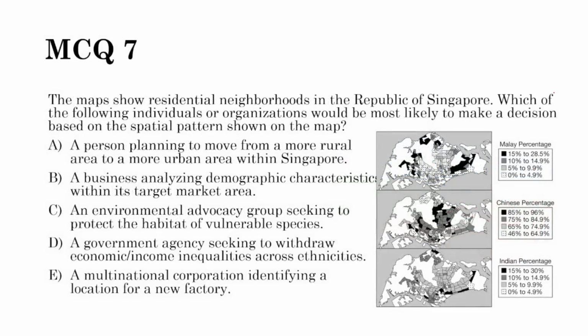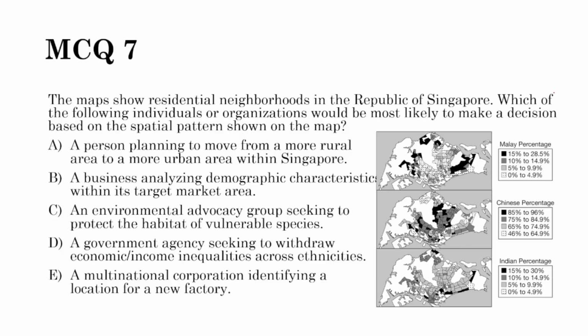MCQ 7, the maps show residential neighborhoods in the Republic of Singapore. This is a country. Which of the following individuals or organizations would be most likely to make a decision based on the spatial patterns shown on the map? So what type of spatial pattern are we looking at? Are we looking at economic data? Are we looking at political data? Are we looking at environmental data? Are we looking at cultural data? We're actually looking at cultural data. We're looking at ethnic compositions of different regions of Singapore.